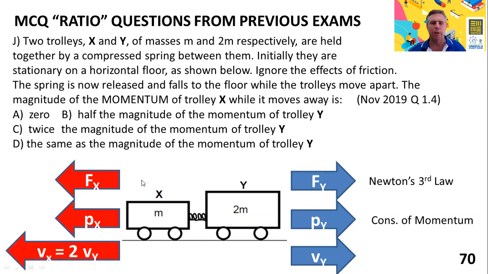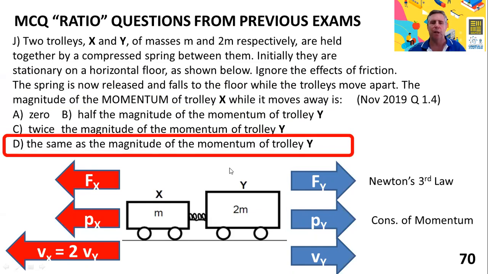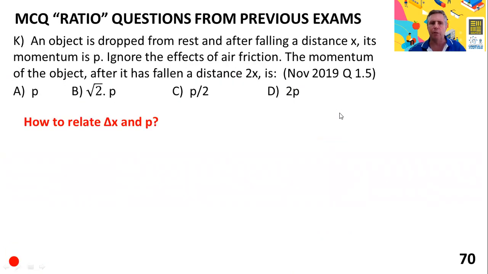The difference will be that its velocity will be twice the velocity of y because it has half the mass. So m times 2v will be the same as 2m times v. So the correct answer here is it must be the same as the magnitude of the momentum of y because of the law of conservation of linear momentum. So this is another of these ones where actually the answer is the same as before and it doesn't change. Look out for them. This one is quite tricky.